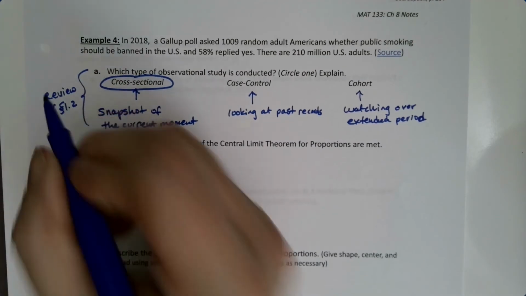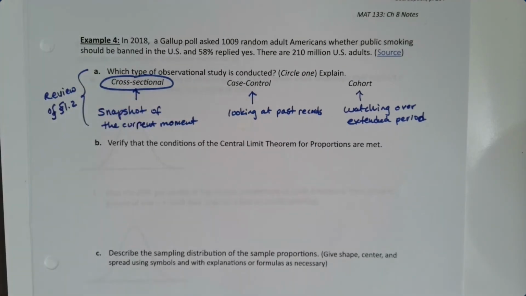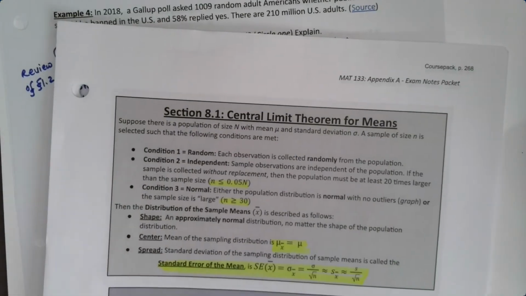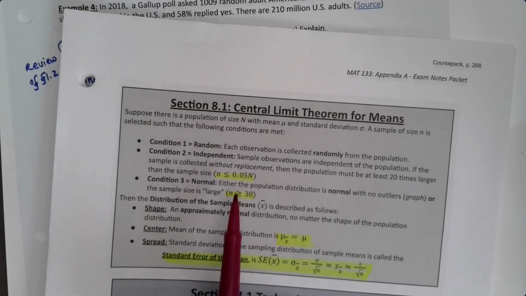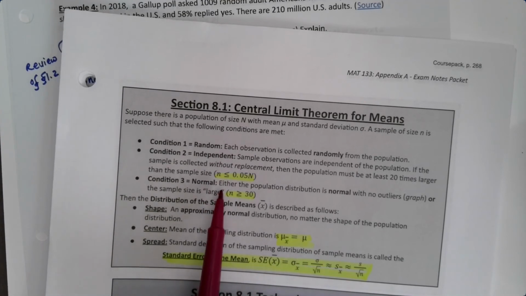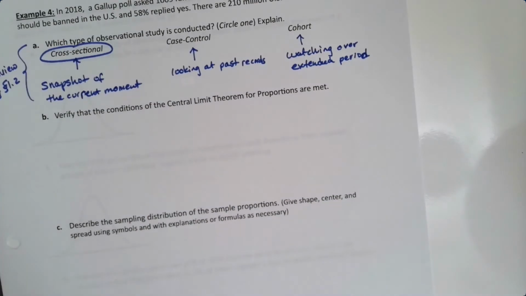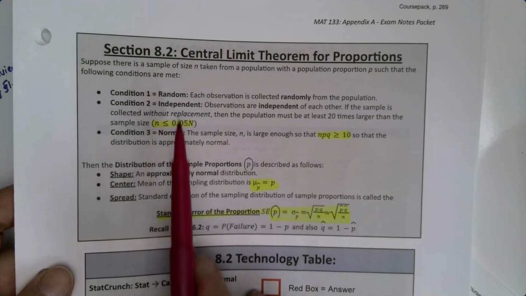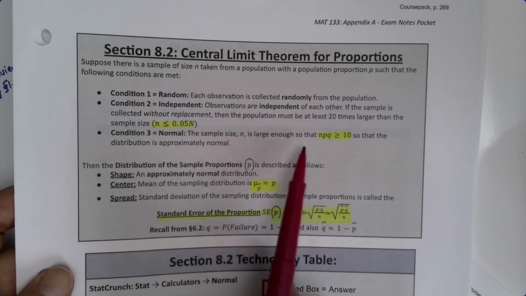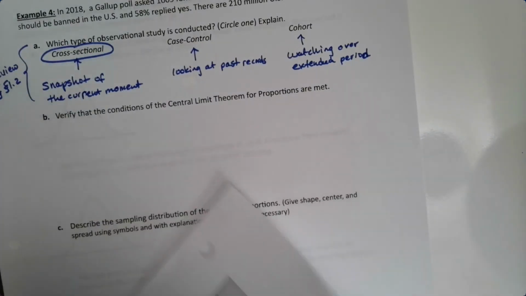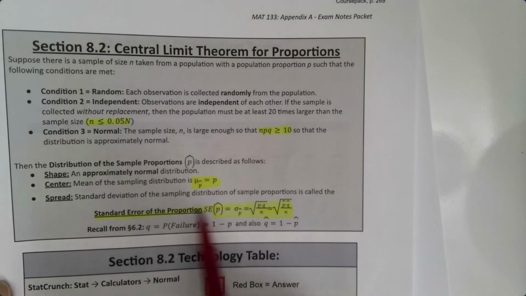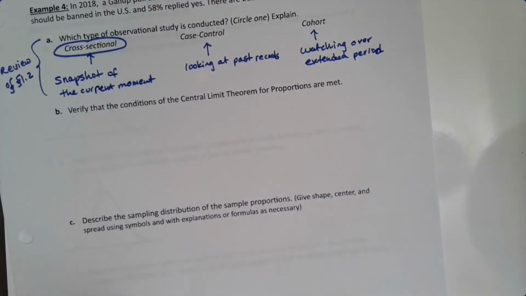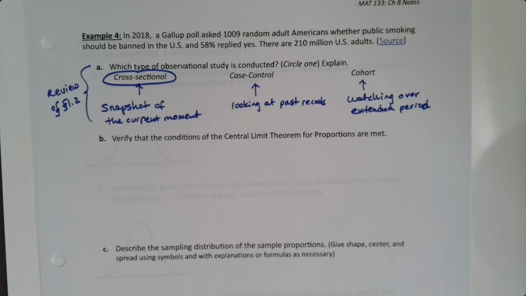Now we're going to verify the conditions of our central limit theorem for proportions are met. I want to remind everybody that we have two sections in this chapter, and one involves the central limit theorem for the means. The central limit theorem for the means has random, independent, normal, and so does the central limit theorem for proportions. You have to keep them straight. They're the same for the first two bits, but it's the third bit that's different. This is from my exam notes packet, but it's also a few pages earlier in the notes. So we want to verify those conditions.